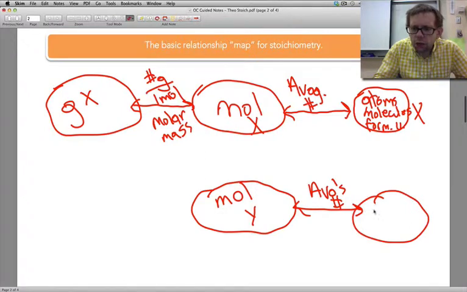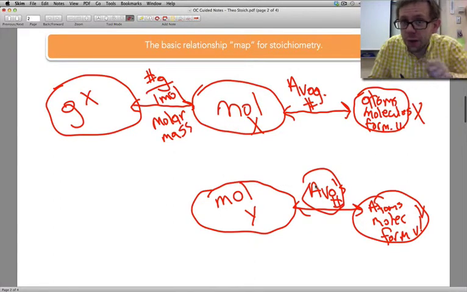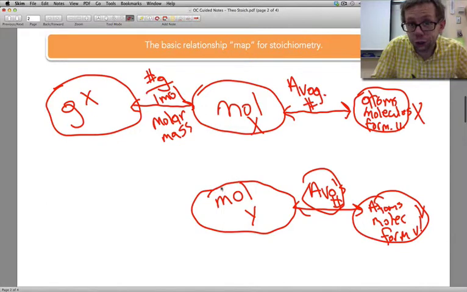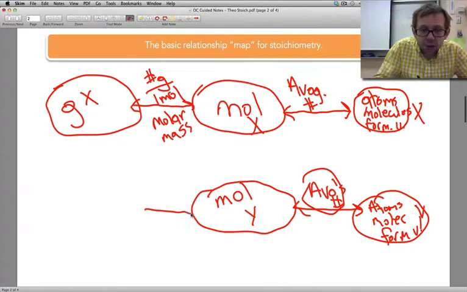Whee! And then we'll just call this atoms. Or this could be molecules. Or it could be formula units. Whatever, of Y. Okay? The crazy thing is, this is a constant. It doesn't matter if it's Y, X, Z, or donkeys. It's always going to be Avogadro's number.